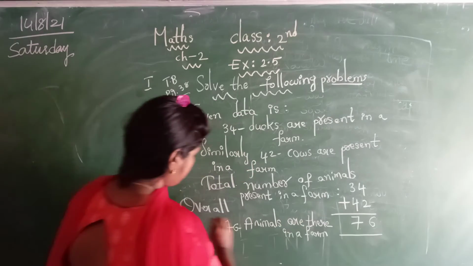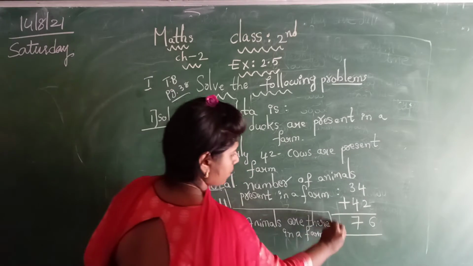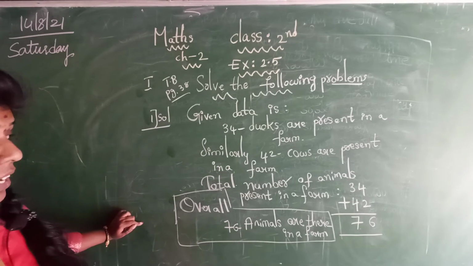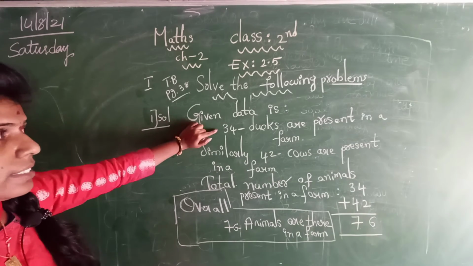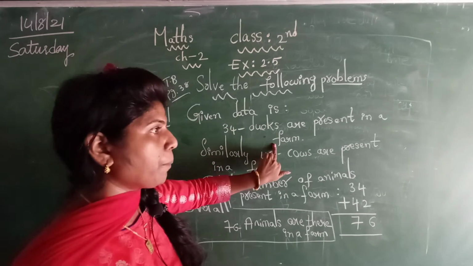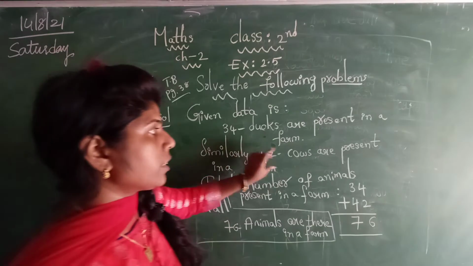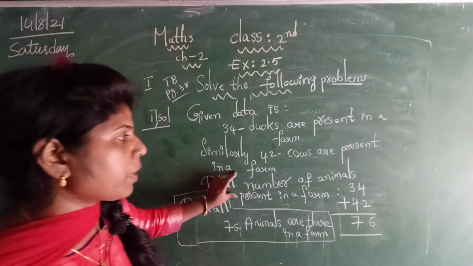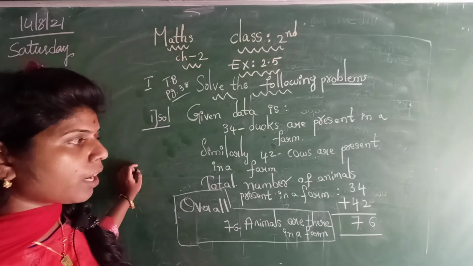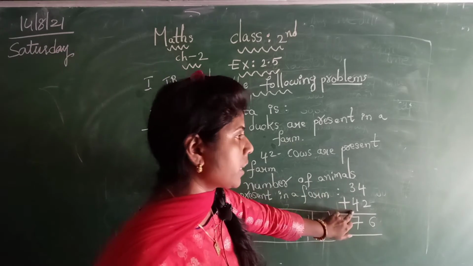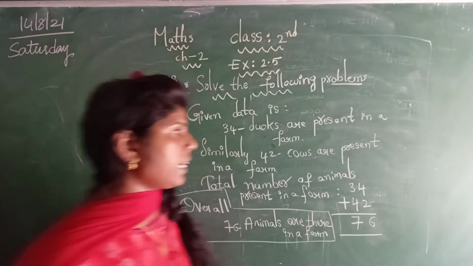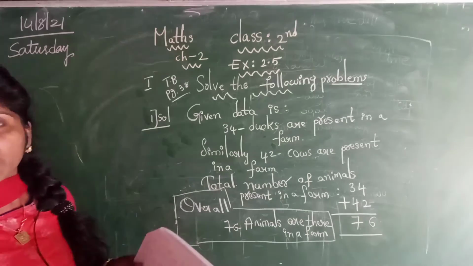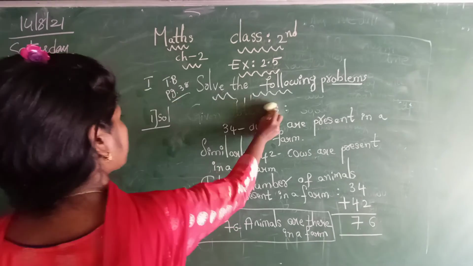Okay, now overall, how many animals are present here? 76 animals are present in a farm. Once again I am repeating. Given data: 34 ducks are present in a farm. Similarly, 42 cows are present in a farm. We have to calculate the total number of animals present in a farm. So 34 plus 42 equals 76. Overall, 76 animals are there in a farm. Okay, I am going to explain the next problem.